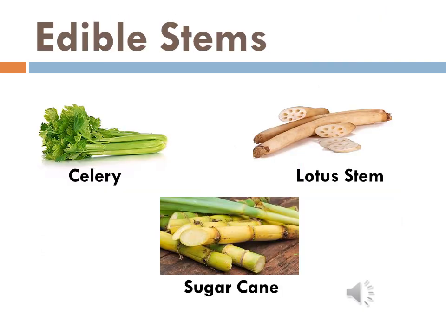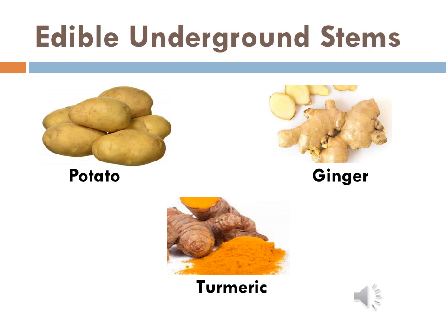In this picture, you can see edible stems, which you can eat raw or in cooked form. So the stem of the celery plant, lotus stem, and sugarcane can all be eaten, means they are edible. Here are some edible underground stems which are generally considered root vegetables, but they are actually stems, though they look like roots. For example, potato, ginger and turmeric.